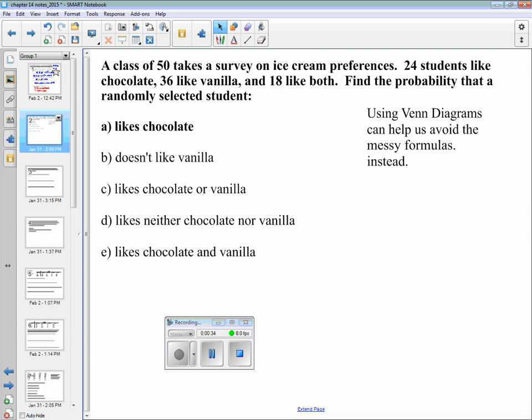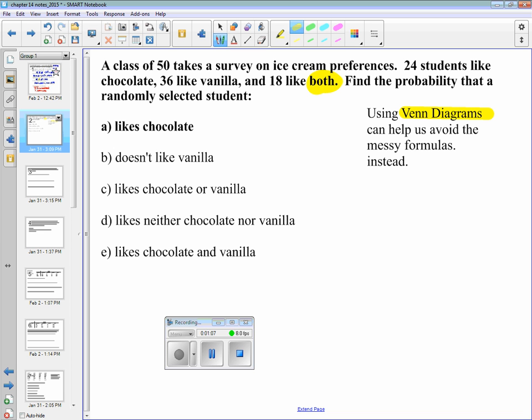Sometimes slot diagrams aren't the strategy we're going to use. So I'm going to introduce a new strategy, and it's called a Venn diagram. Okay? And the key word in a problem that you can use a Venn diagram is the word both. If you have the word both, that's usually a clue or a red flag that we're going to use a Venn diagram to solve the problem.